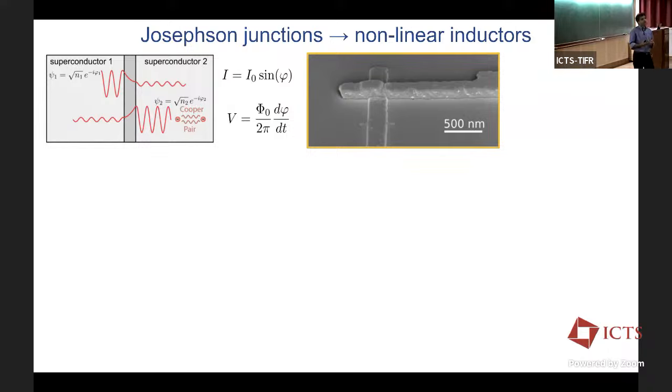So the workhorse of our platform, of our quantum processor, is superconducting Josephson junctions, which is simply two islands of superconductor placed very close to each other, so close that Cooper pairs can coherently tunnel.